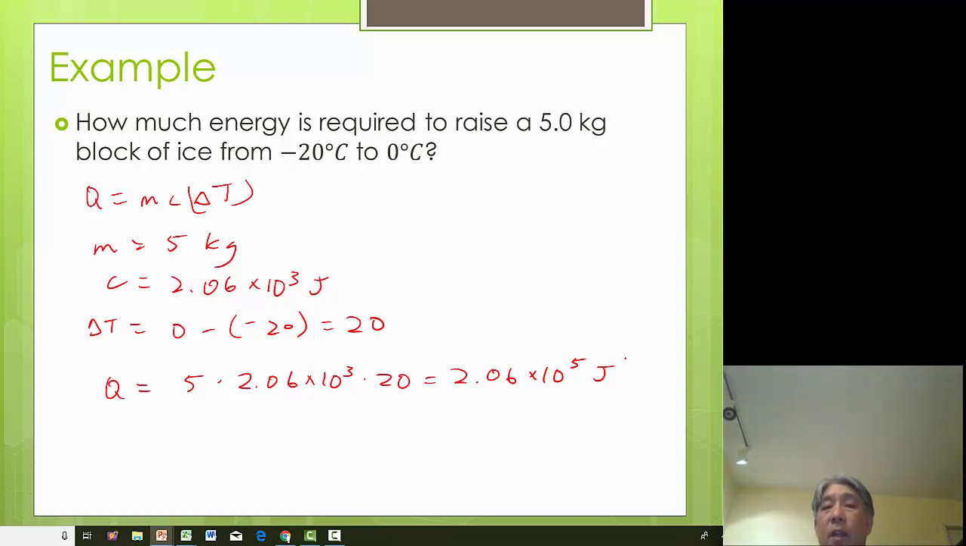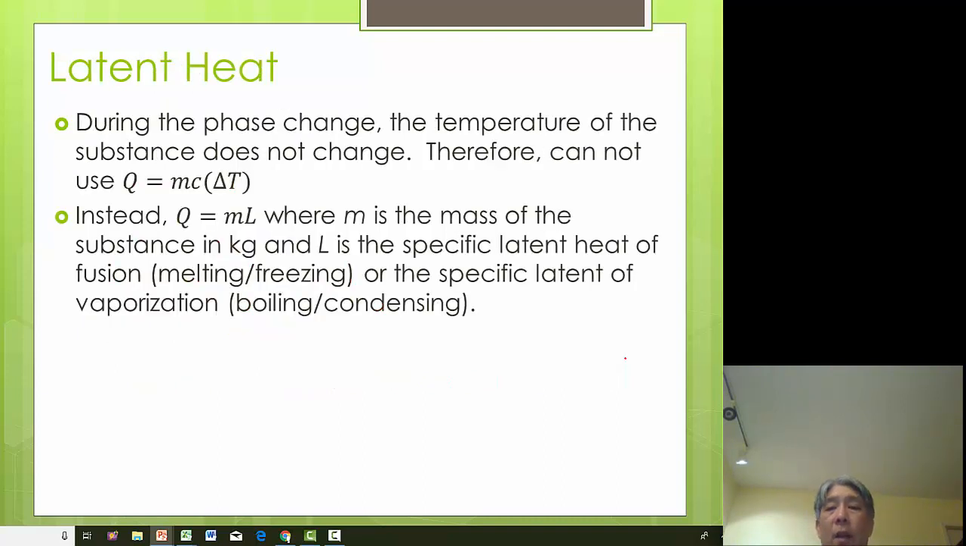Okay, and that's how much energy I need to basically raise the temperature of the ice from minus 20 to 0. I'm not melting the ice just yet. Okay, it's not 0 degrees water. It's still 0 degrees ice. Okay, which brings me to the latent heat equation.